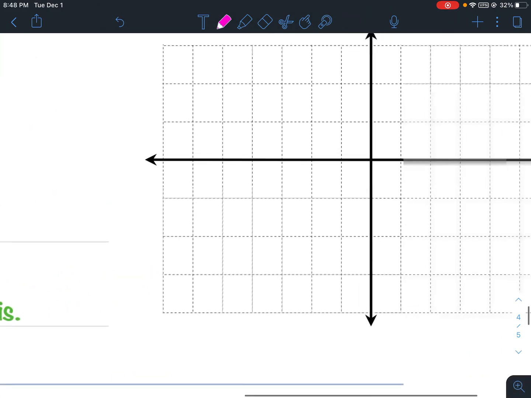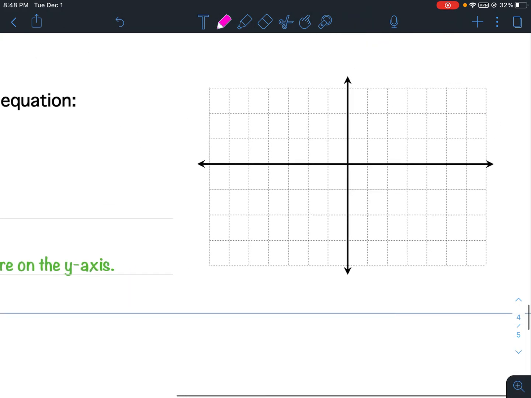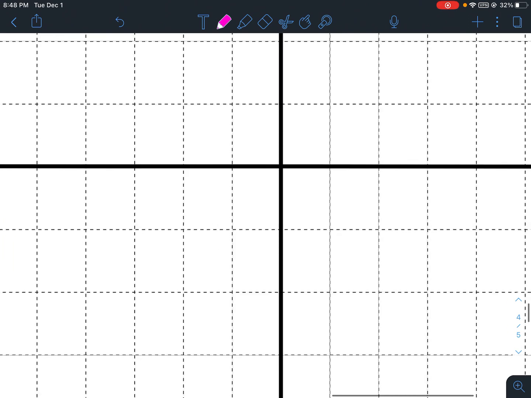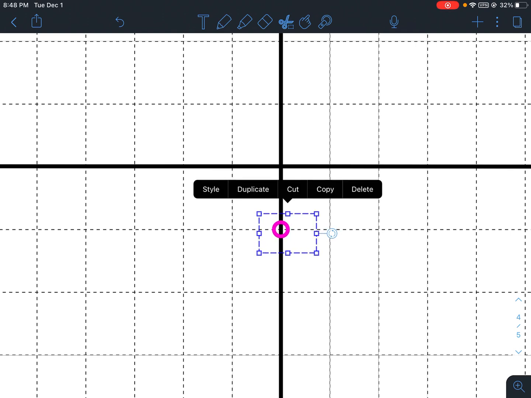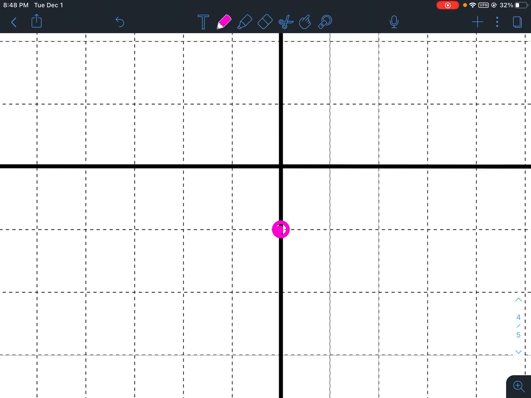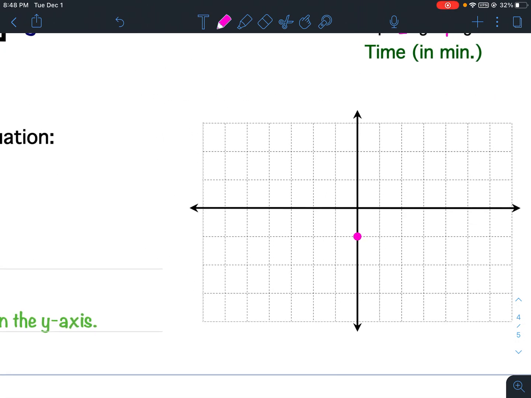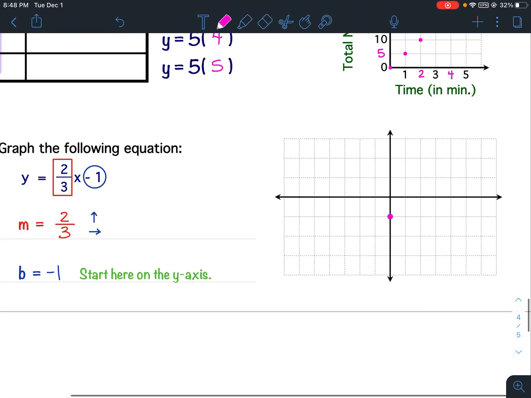Okay, so I'm going to start at -1 on the y-axis. So this is my y-axis going up and down. -1 would be right down here. Put a point there. Okay, now from that point, I'm going to go up 2 and to the right 3.